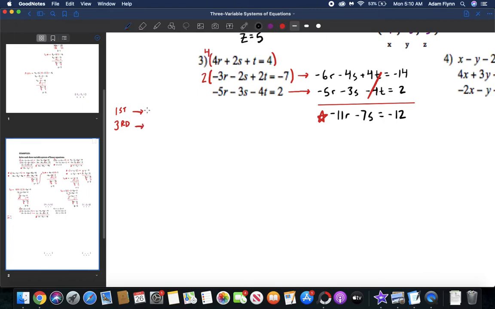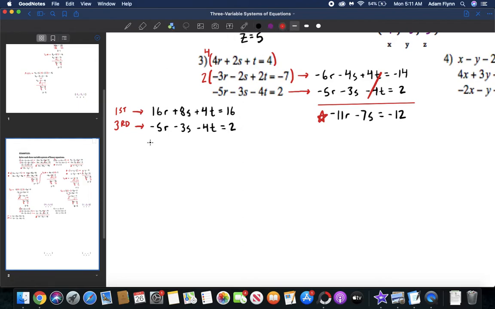So for my first equation, I've got 16r after I distribute the 4, plus 8s plus 4t equals 16, sorry. Can't mess that up, got to be very thorough with our math, make sure we're checking everything as we're going along. And my bottom equation is going to be negative 5r minus 3s minus 4t equals 2.